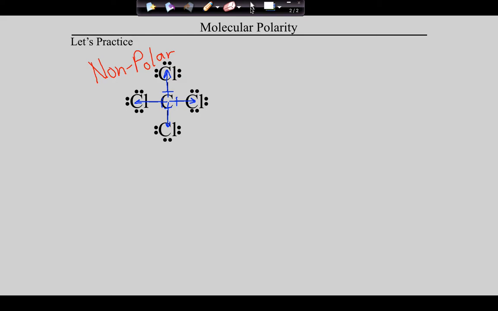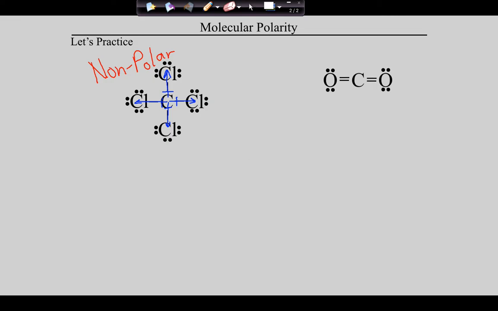Yes, but you're halfway there. You can't rely on what you said, because yes, all of them are pulling out, but the trick is they're pulling out equally. It has to come back to symmetry. That's back to Lewis dot structures, which is a step below what we're talking about.